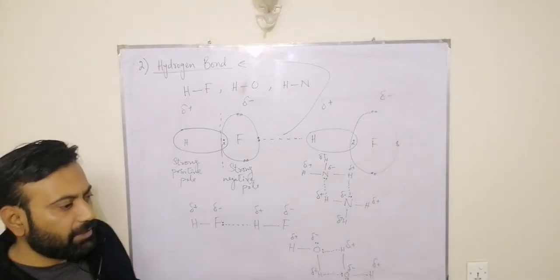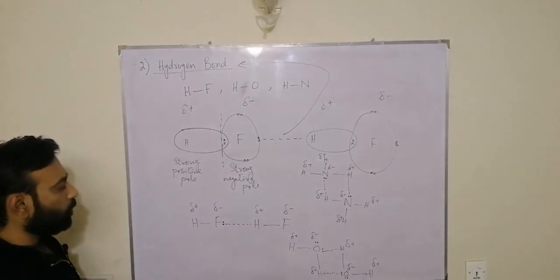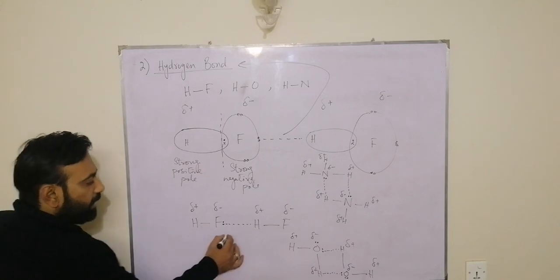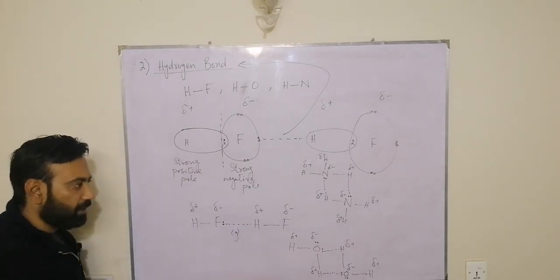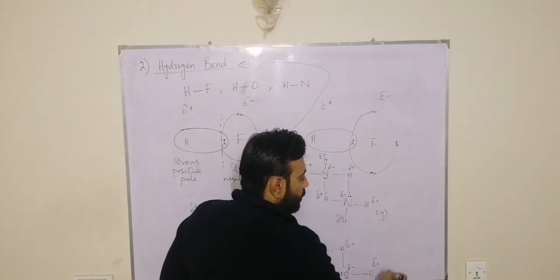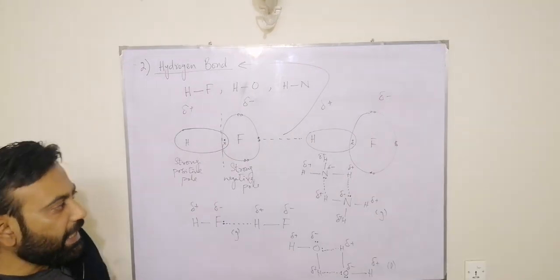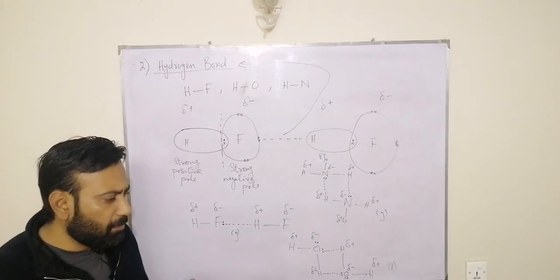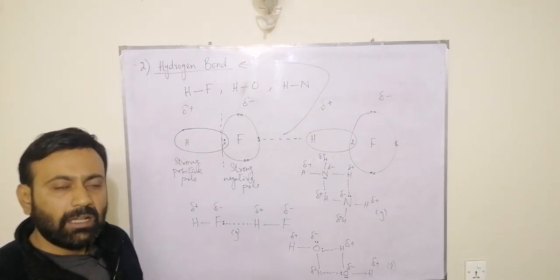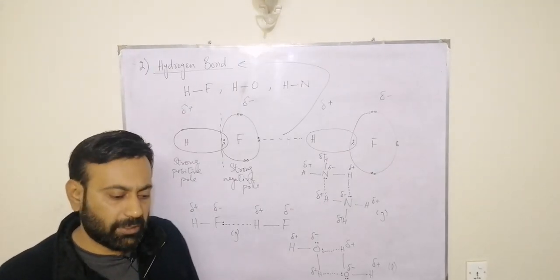But this takes us to a question. The question is that we know that hydrogen fluoride is a gas at room temperature. Ammonia is a gas at room temperature, whereas water is a liquid at room temperature. Technically, the melting and boiling points of these substances all depend on the strength of intermolecular forces.